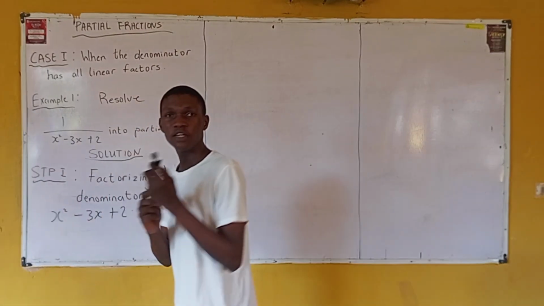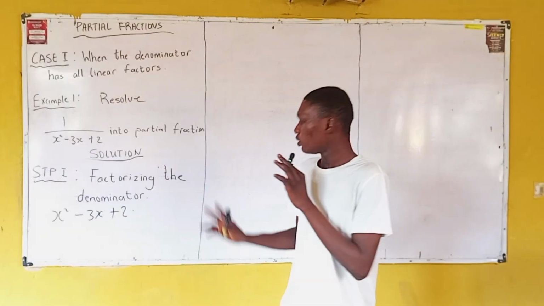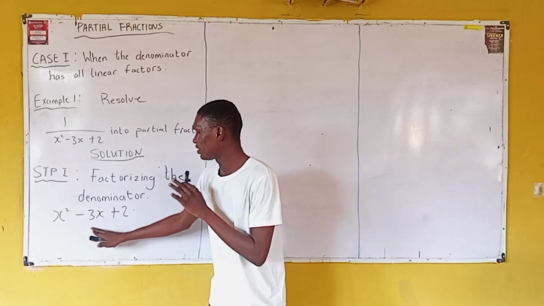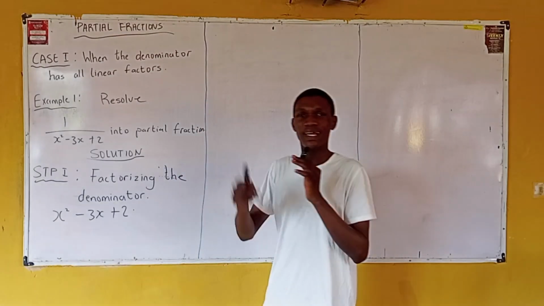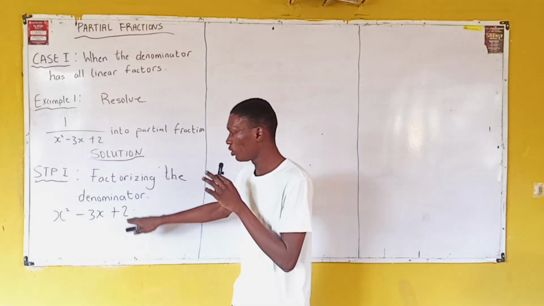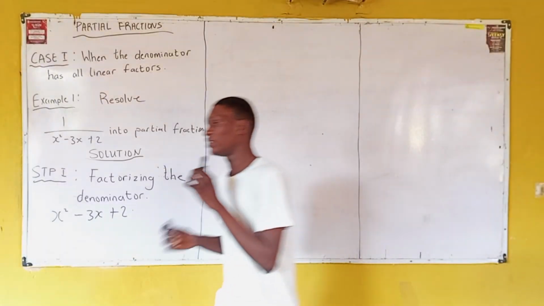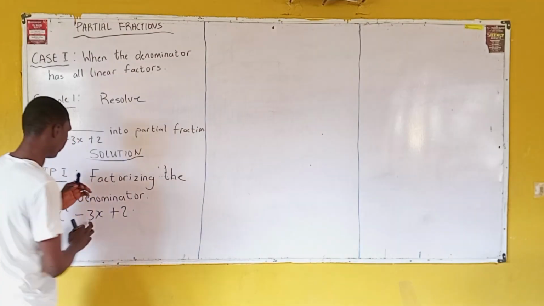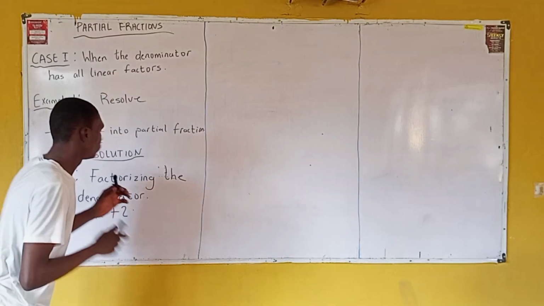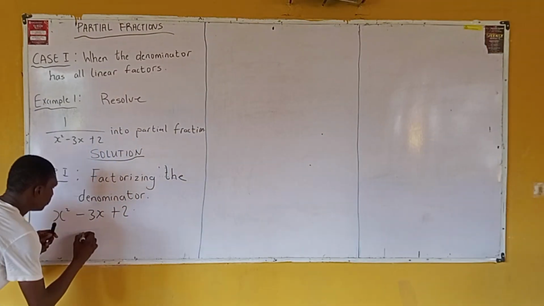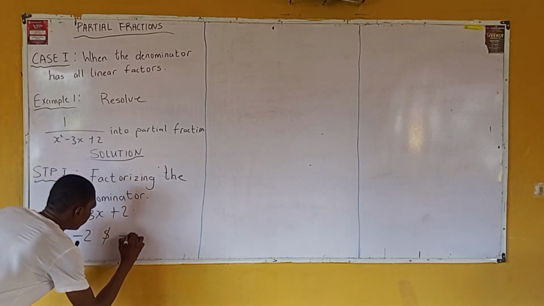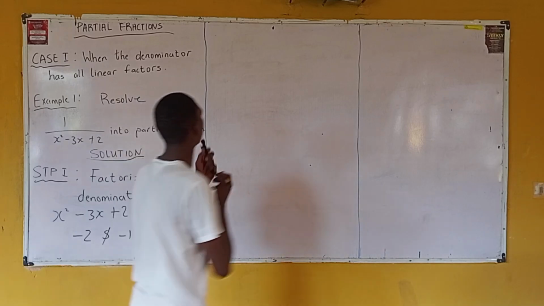The idea of the factorization method is telling us to add or subtract two numbers that will give you minus 3x, then multiply those same two numbers to give you plus 2. So now let's look at it. If we are to add two numbers that will give us minus 3x, what would those numbers be? The numbers will be minus 2 and minus 1.